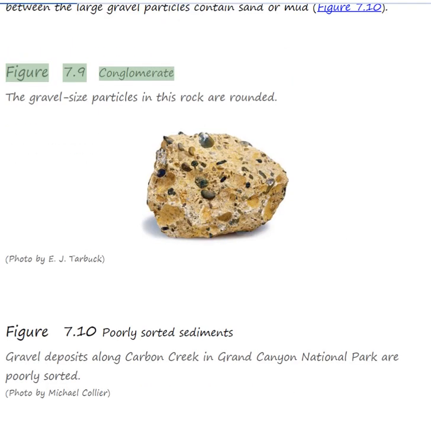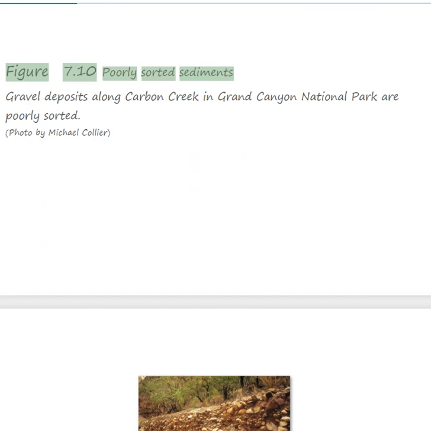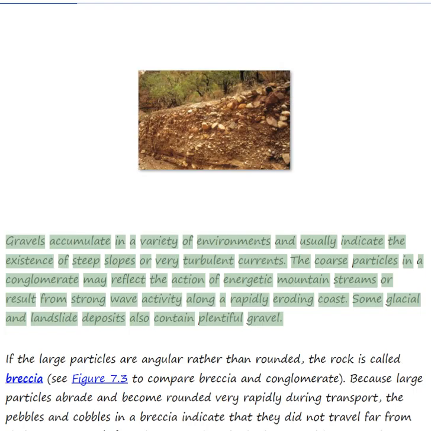Figure 7.9 Conglomerate. Figure 7.10 Poorly sorted sediments. Gravels accumulate in a variety of environments and usually indicate the existence of steep slopes or very turbulent currents. The coarse particles in a conglomerate may reflect the action of energetic mountain streams or result from strong wave activity along a rapidly eroding coast. Some glacial and landslide deposits also contain plentiful gravel.